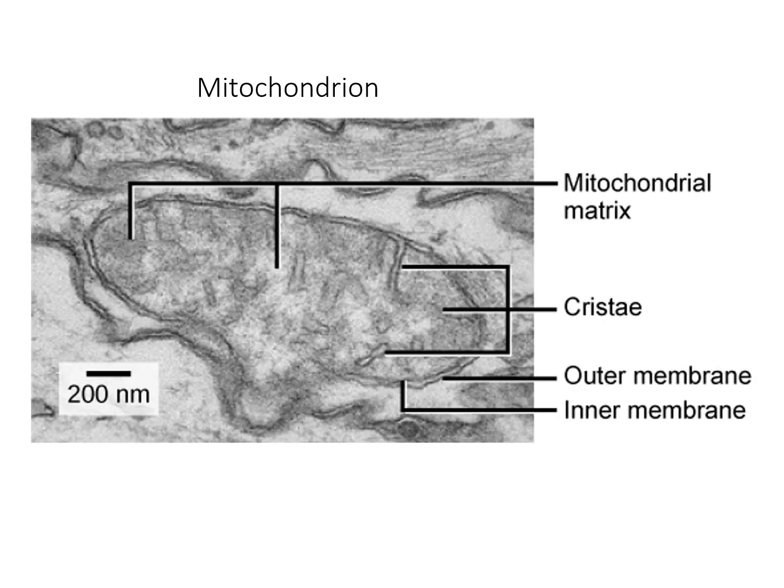This transmission electron microscope image of a mitochondrion shows key structures we've just discussed. You can clearly see the double membrane and the folded cristae of the inner membrane, features that are essential for efficient energy production.